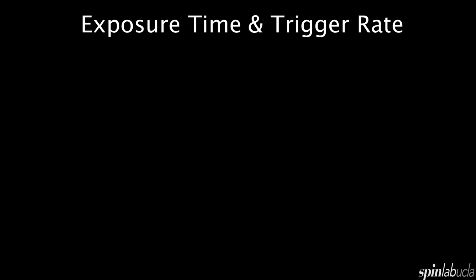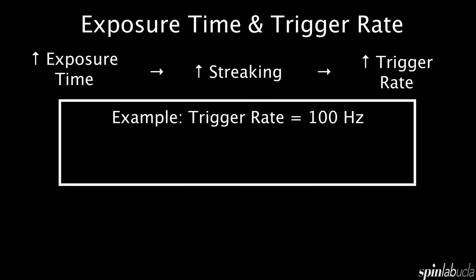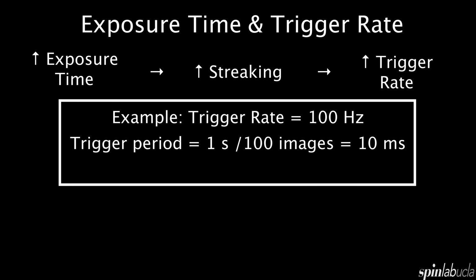Before we continue, it is important to note the relationship between exposure time and trigger rate. If you increase the exposure time, the risk of particle streaking increases. If streaking is an issue, increase the trigger rate to take more images per second. In fact, the trigger rate limits the exposure time. For example, if you have a trigger rate of 100 images per second, then the trigger period is 1 second per 100 images, or 10 milliseconds. The exposure time cannot then exceed 10 milliseconds.